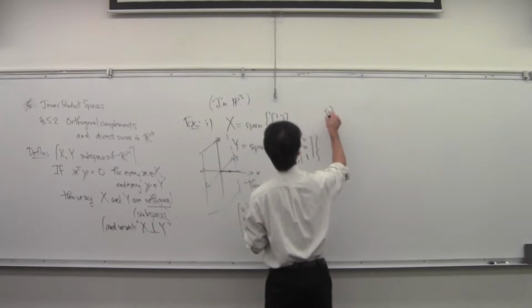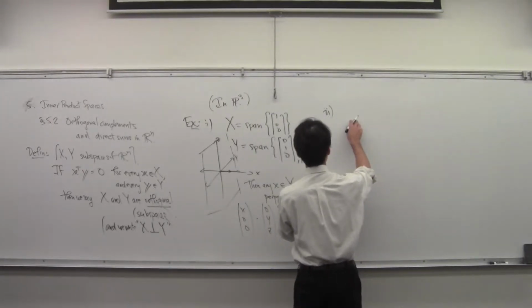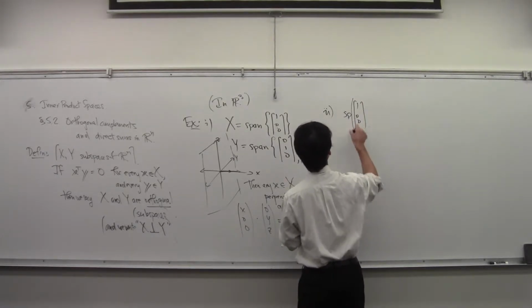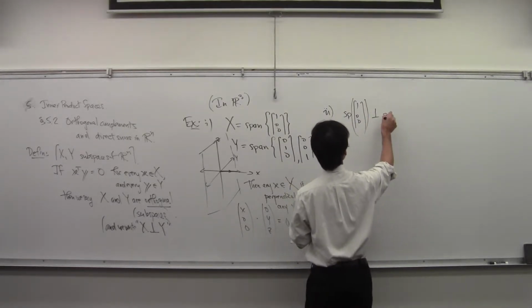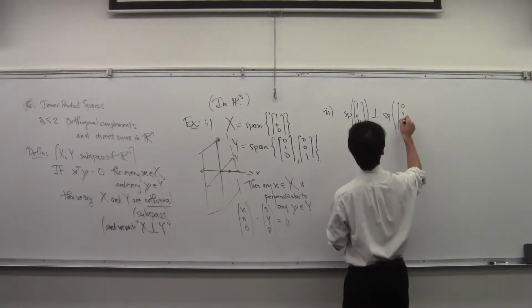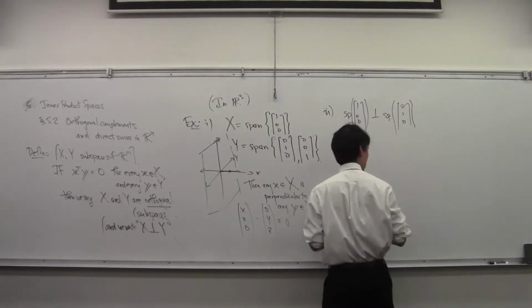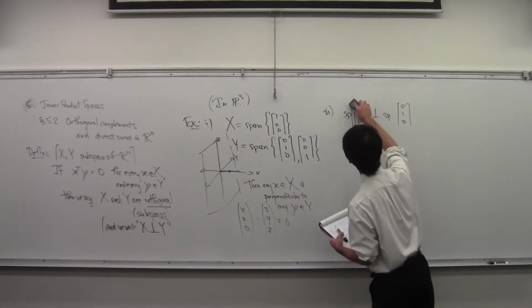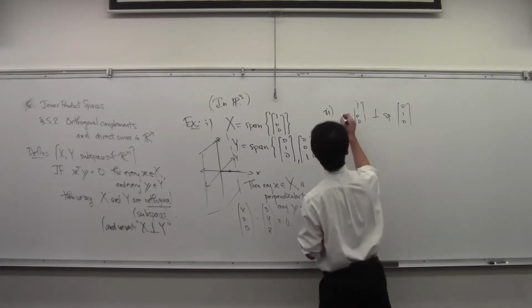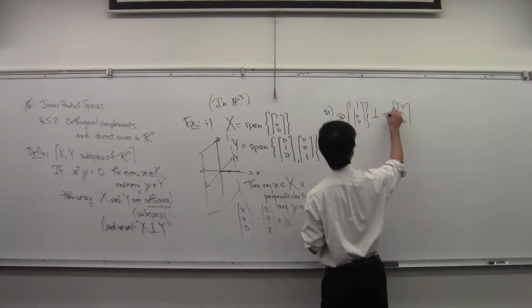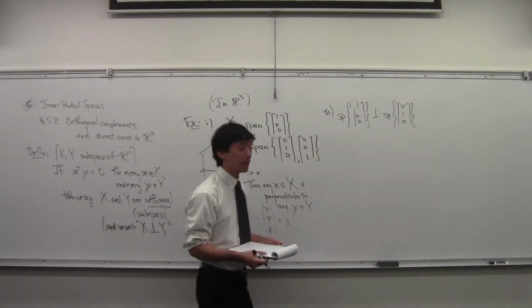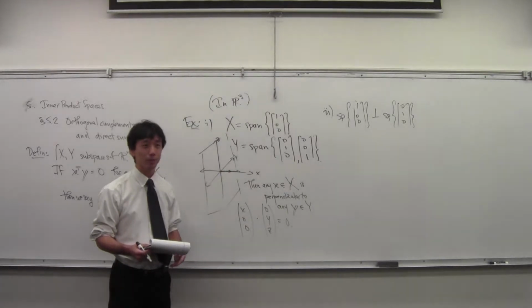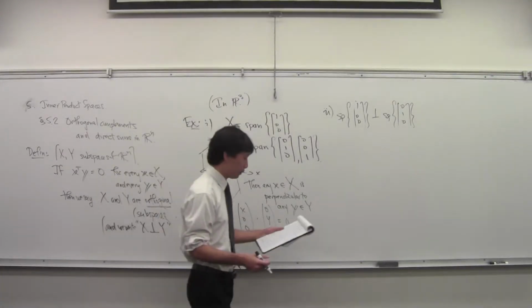Here's an intermediate example, and we could do something a little bit simpler. The span of (1, 0, 0) is perpendicular to the span of (0, 1, 0). The x-axis is also perpendicular to the y-axis. So that's an even simpler example.